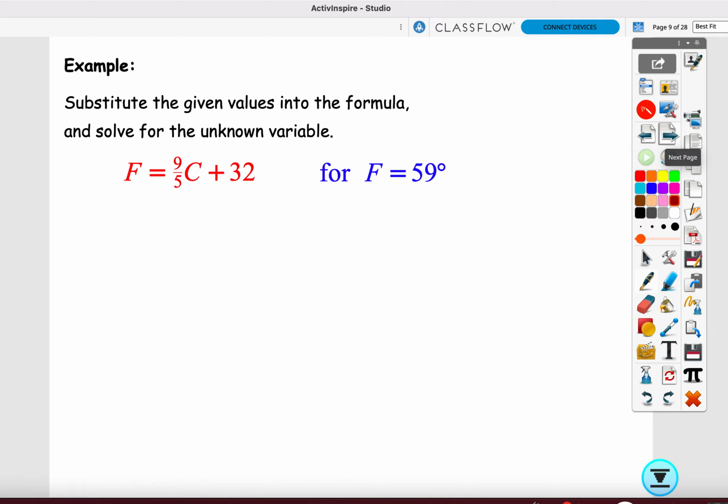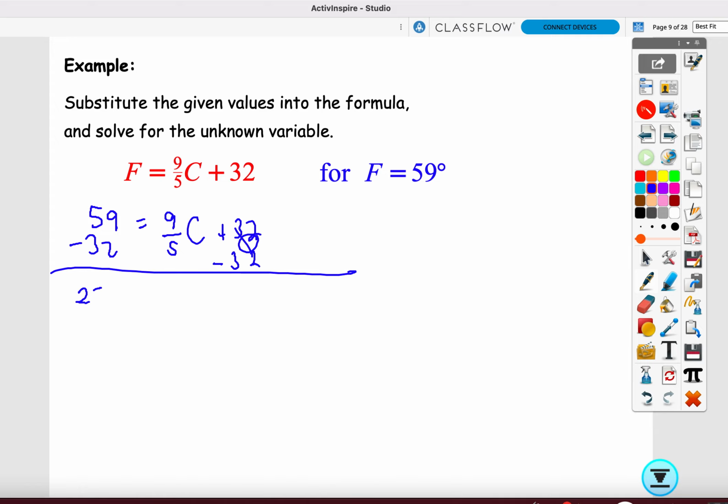F equals 9 over 5 C plus 32 for F equals 59. So we get 59 equals 9 over 5 C plus 32. We do have a fraction, so we could multiply by the LCD, but let's get C by itself first. So let's subtract 32 on both sides. This becomes 0, so then we get 27 is equal to 9/5 C. We're going to multiply the whole thing by 5 to cancel out the 5 in the bottom. So draw your 2 arrows.